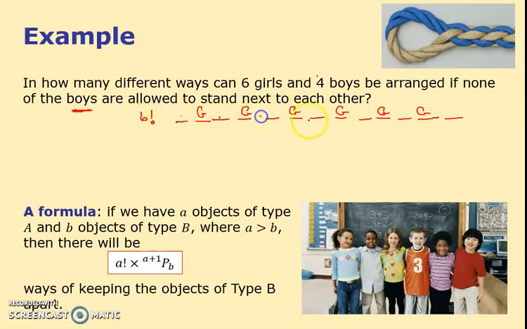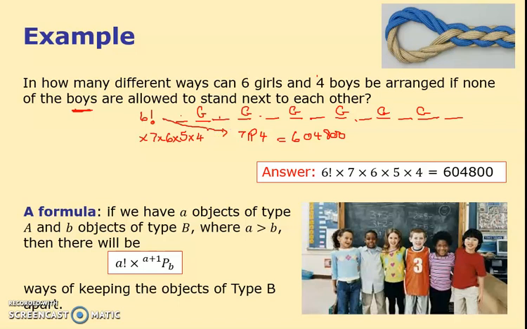But now the boys, there are 7 places for them to go, because it's 1 more than the 6. So I can times that by 7 times 6 times 5 times 4. I want 4 of them. Again, I could have written that as 7P4. So I've got 6 factorial times 7P4, just because it's quicker, and I get 604,800. Good, that's what I wrote down before.